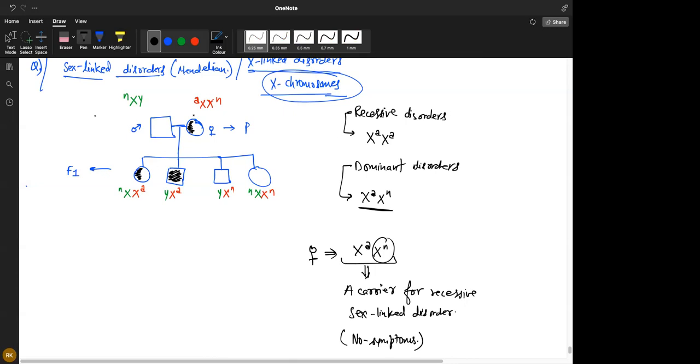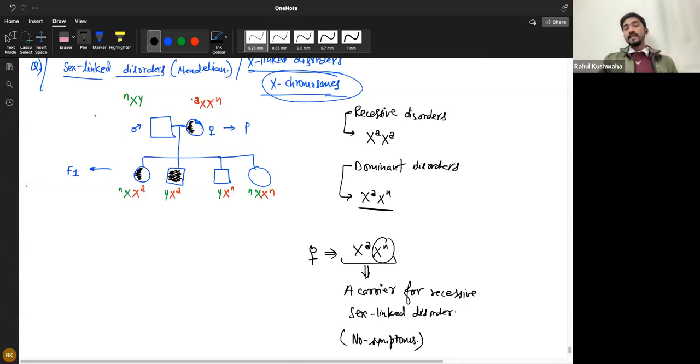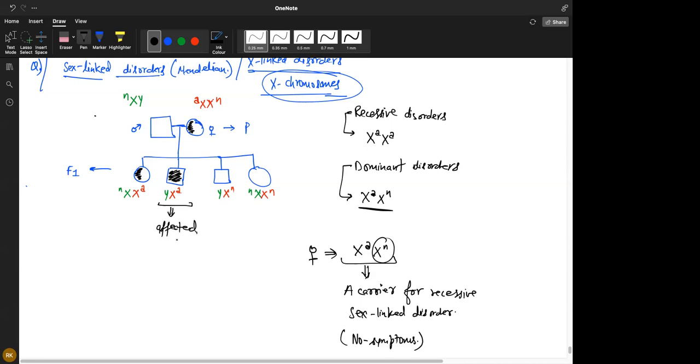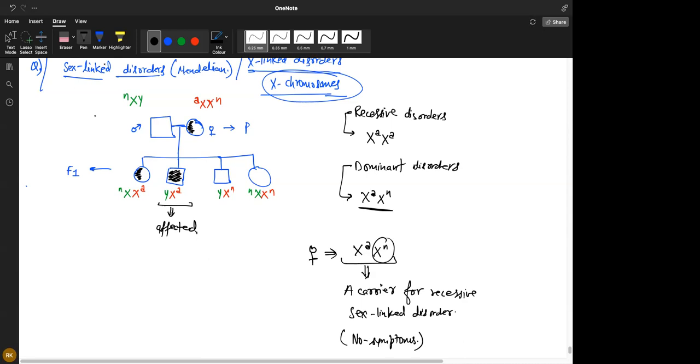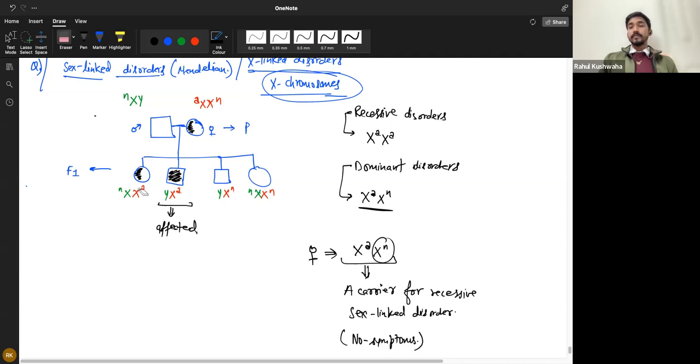So in this case, where the female is a carrier, not showing any symptoms at all, still half of the sons are affected, right? Yes. And why is that? Because the X chromosome is affected and males have only 1 X chromosome. So males are either normal or affected.